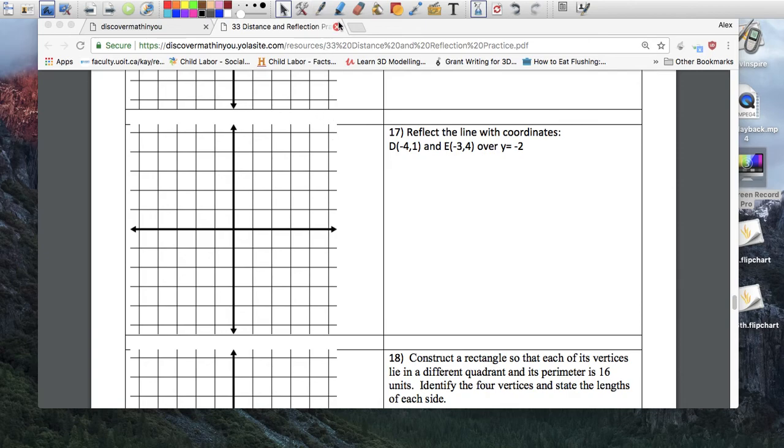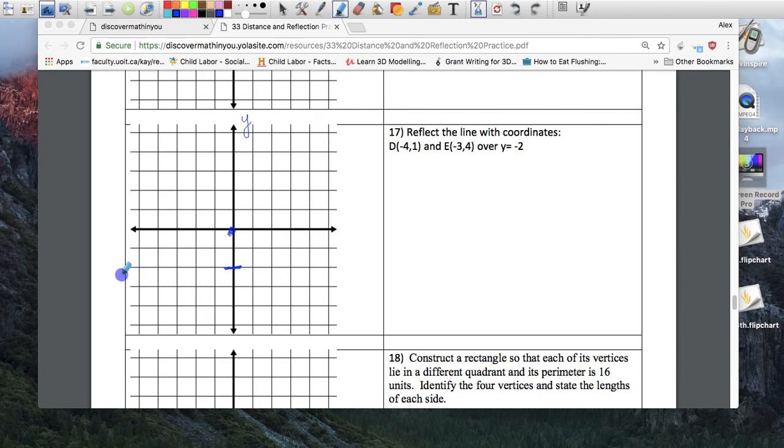17, reflect over y equals -2. Let's find y equals -2. So here's my y-axis, right? The vertical line up and down. And y equals negative, well, if this is 0, y equals -2 is right here. I'm going to make a little tick. This is y equals -2.